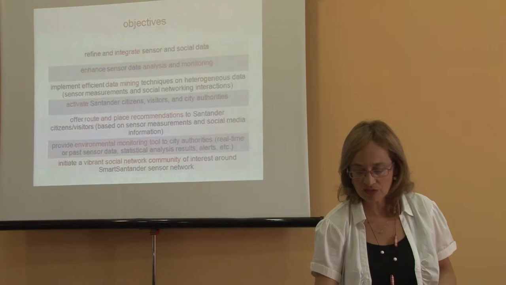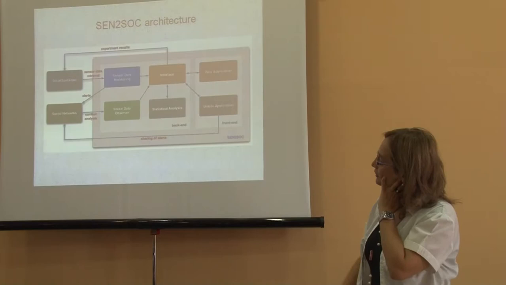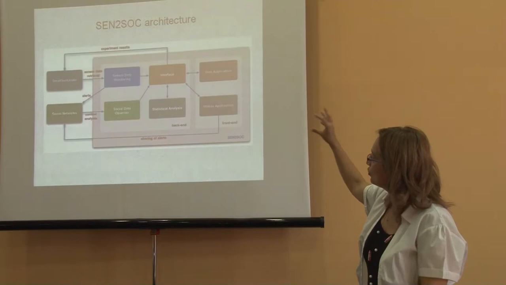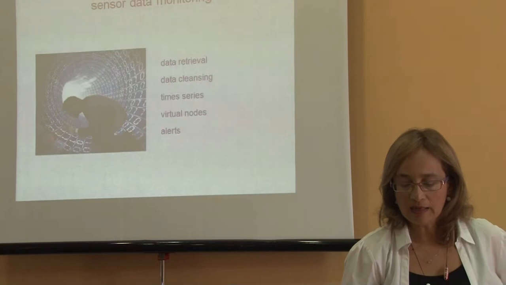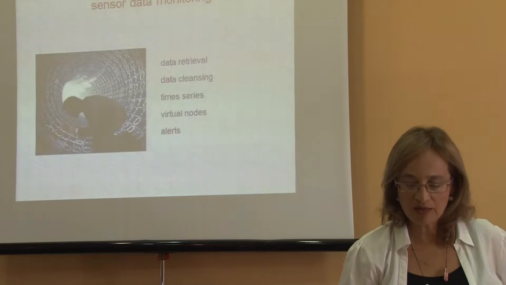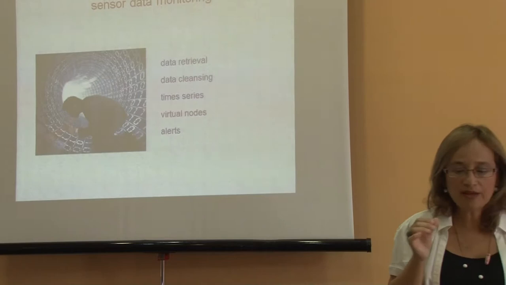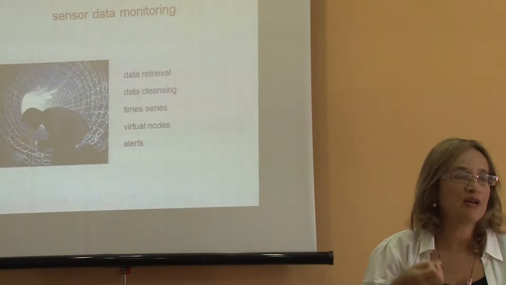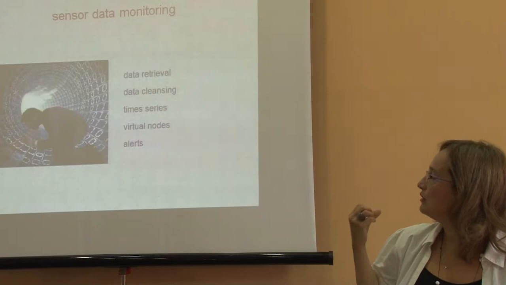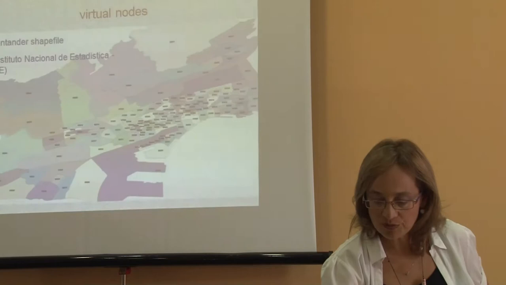Now, the architecture has the SmartSantander and the social network data being fed into those back-end and front-end modules that I've mentioned. This is just another screenshot of the architecture. So let's try to see how the data monitoring, the retrieval, the cleansing, and so on is performed. For the sensor data monitoring, we retrieve the data, and we have to clean the data in order to remove some of the repeated values, some of the extreme values, and end up with having time series and virtual nodes and alerting. I hope this will become more clear.